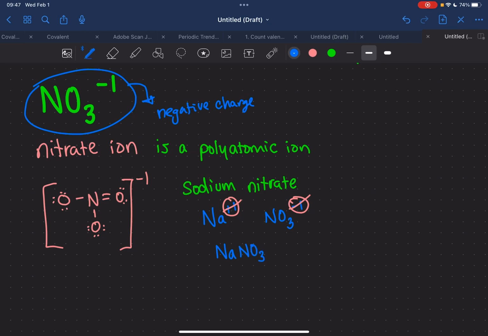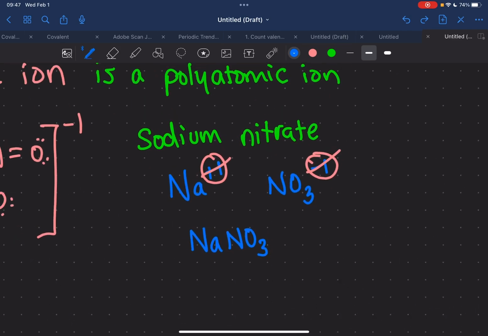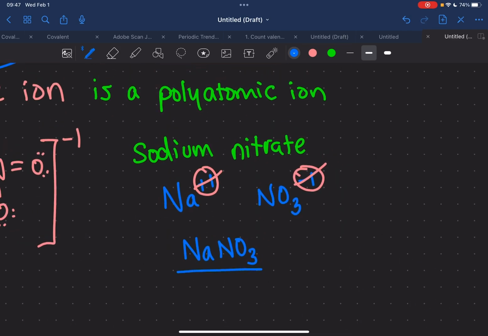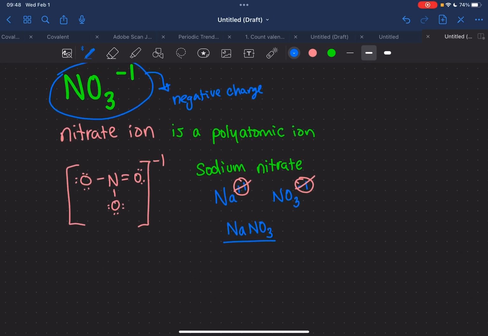Now those charges cancel each other out, so I don't need to put a -1 up here or a +1 up here, because when they're together, now they're neutral. They cancel each other out, no more charges. And that is my sodium nitrate formula, right? So sometimes we're going to end up with charges that don't balance each other out. Let's do calcium nitrate.